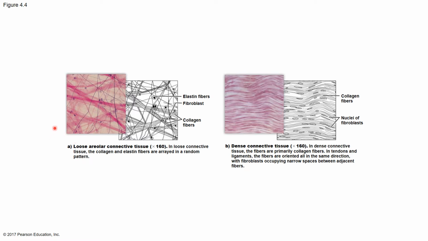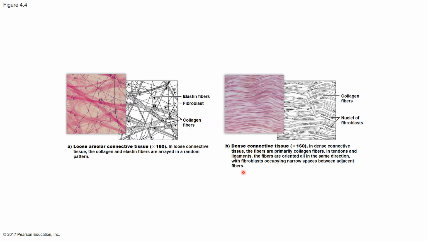Loose areolar connective tissue has the role of holding your organs in place, for example. So let's say you do a cartwheel. When you do a cartwheel, all of your intestines don't come up and hang around your heart. They have an area that they stay in. They don't even move for the most part. And that we can thank our loose areolar connective tissue for.